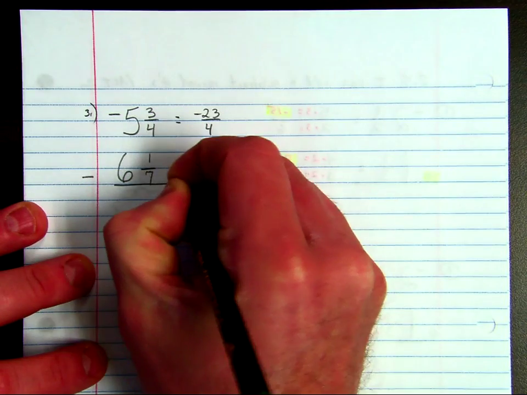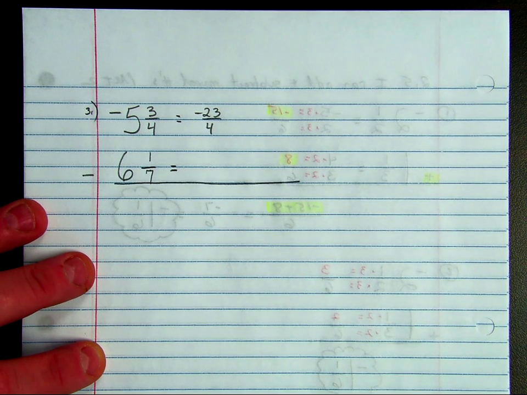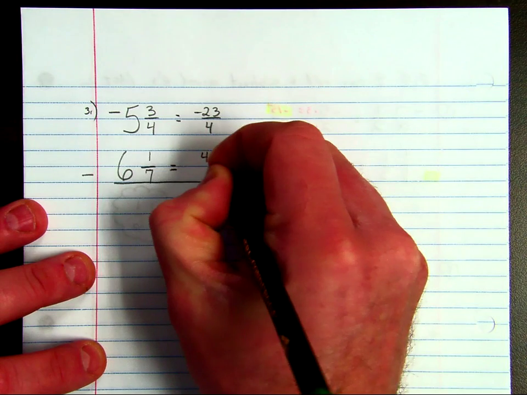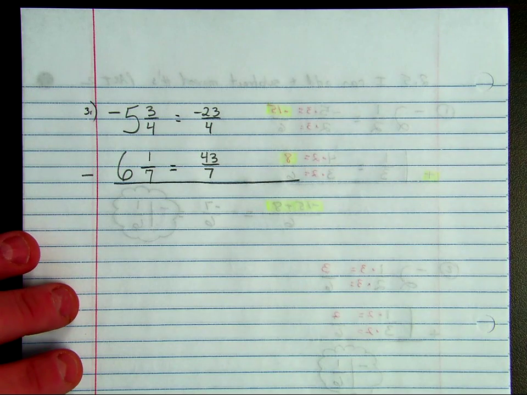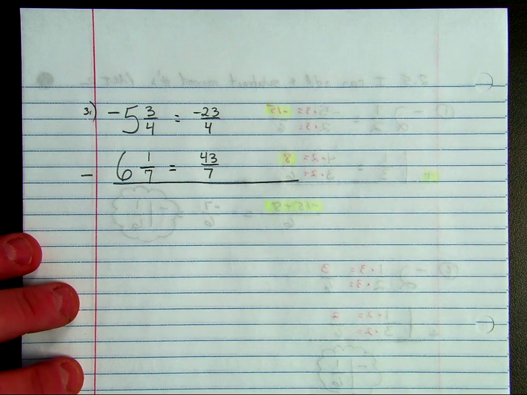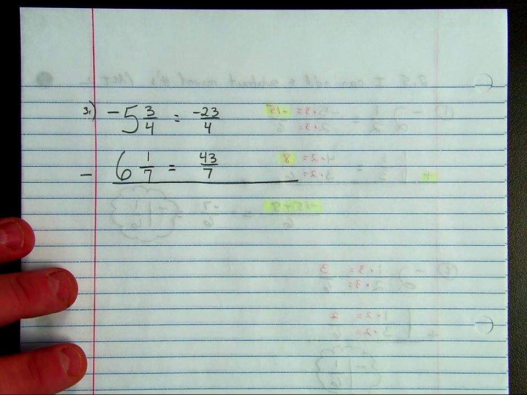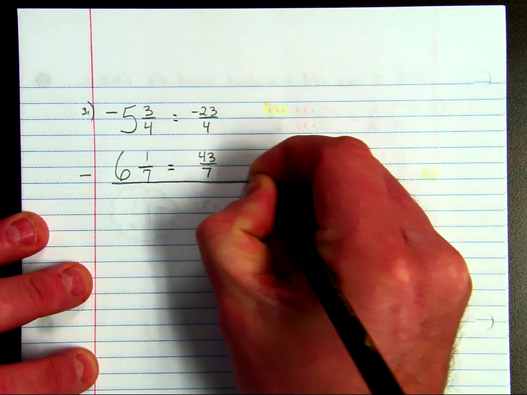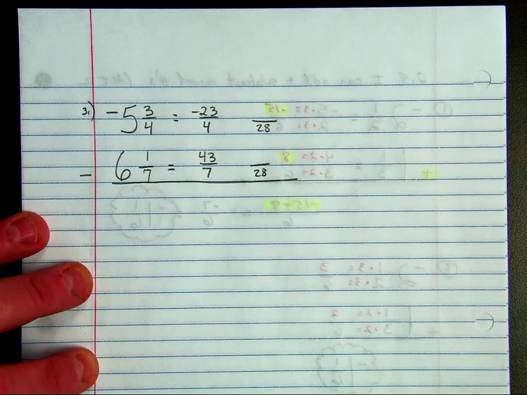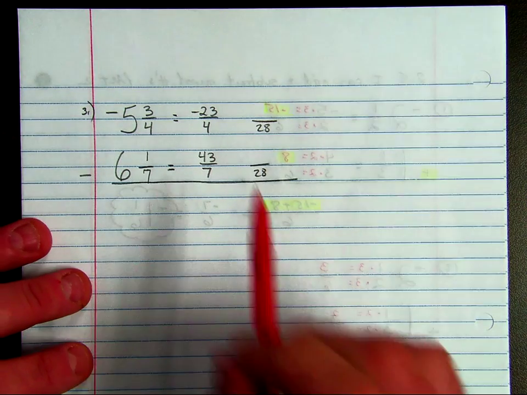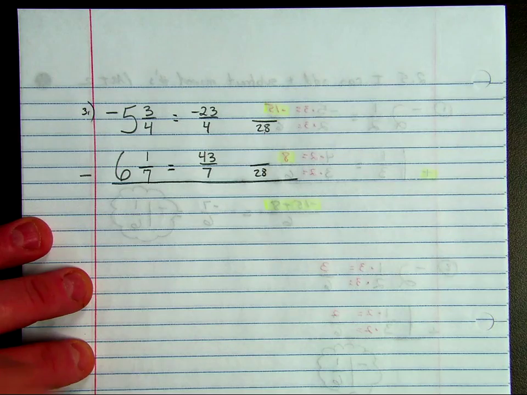And then what about 6 1/7? What is that as an improper fraction? 6 1/7. 43 over 7. So now what's the common denominator of 4 and 7, Maddie? 28. Good. Nikaya, what did we do to the 4 to get 28? Good.